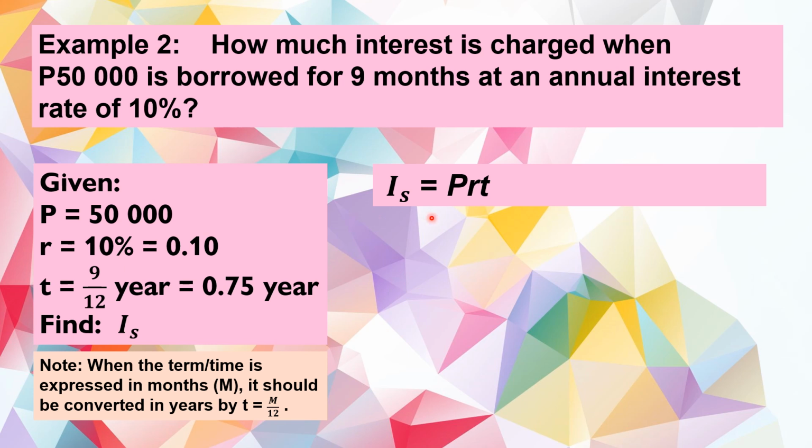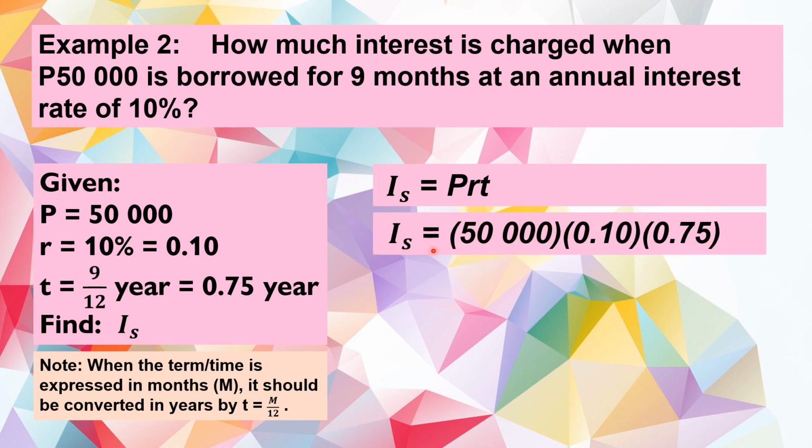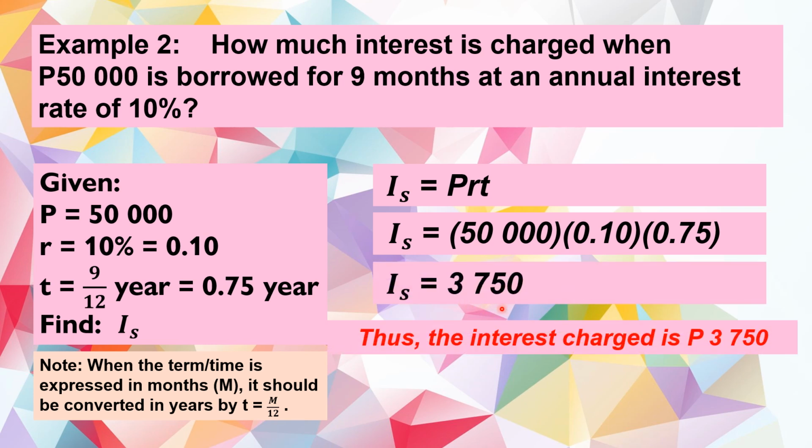Using the formula, just substitute the given P, R, and T. So we have simple interest equals, our P is 50,000 times our R is 0.10 times our T is 0.75. Multiplying these 3, we have now 3,750. Thus, the interest charged is 3,750 pesos.